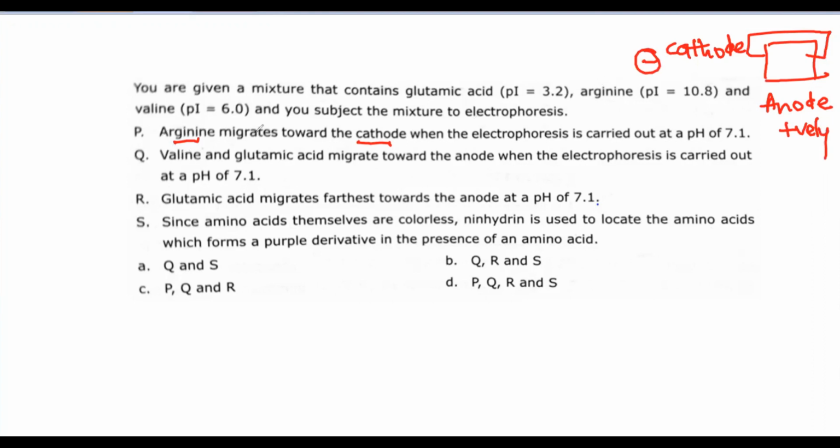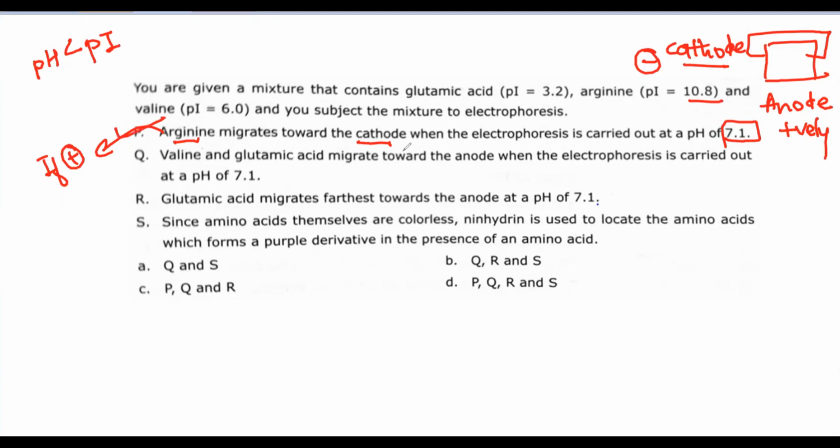Now, it is saying that arginine would migrate to the cathode. When would arginine migrate to the cathode? If it is positively charged, only then. Now, let us see if it is positively charged. The pI of arginine is 10 and pH is 7. For anything to be positively charged, the pH should be less than the pI. So definitely this is the case. The pI is 10 and pH is 7. So arginine is definitely going to be positively charged, so it will migrate to the cathode.